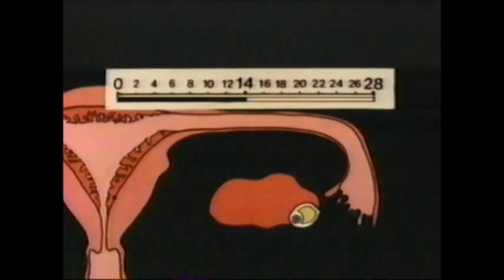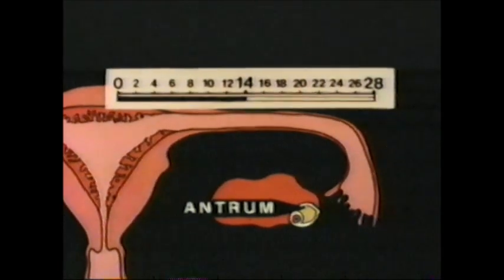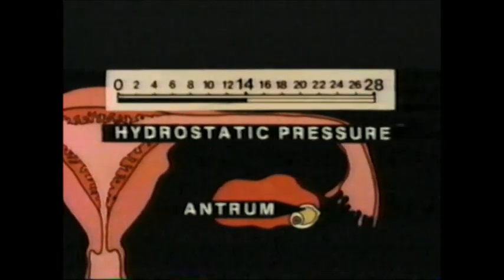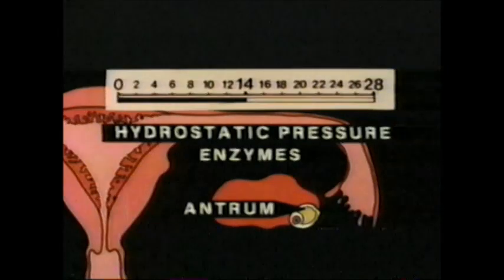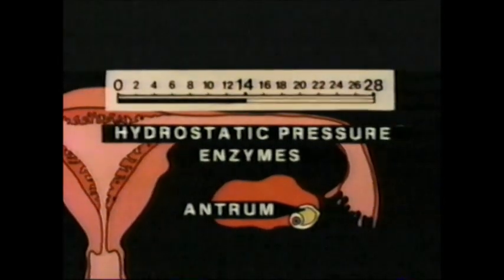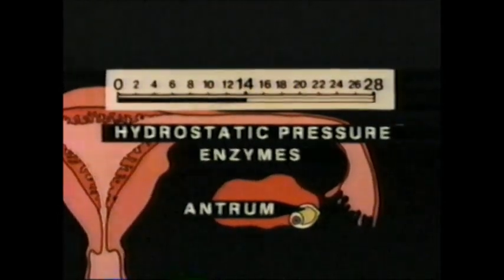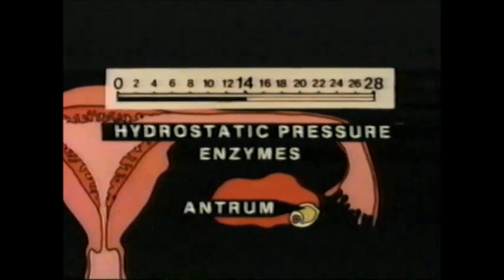The follicle surrounding the oocyte contains a large fluid-filled antrum. A combination of hydrostatic pressure from this fluid and enzymes from the follicle cells which weaken the ovarian wall result in rupture of the follicle and release of the secondary oocyte. This release is called ovulation.